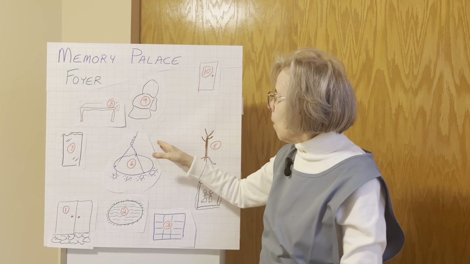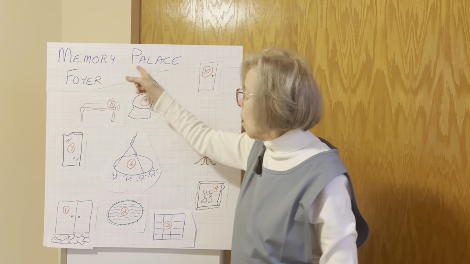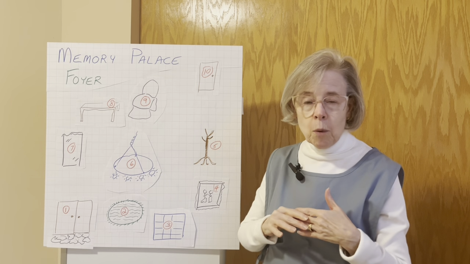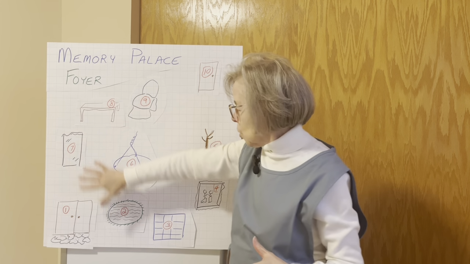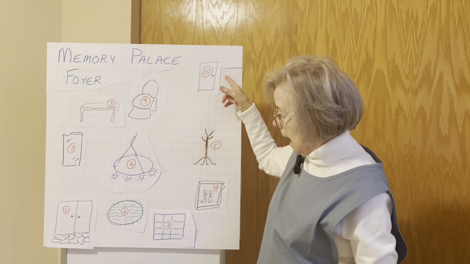And a very, very common tool to do this is something that's called a memory palace. So here's how it works. This is like a foyer, just the first room, because if you're going to memorize 50 things, you're going to need more than 10 objects.